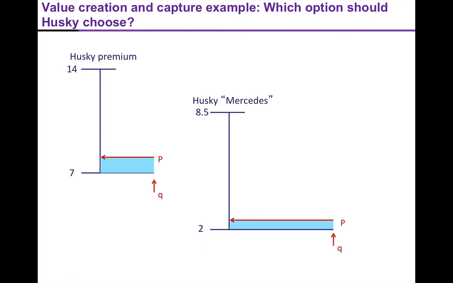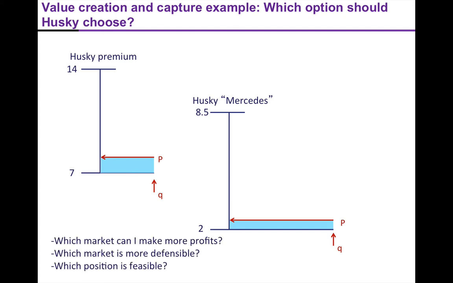So ultimately, one dimension of how I choose between these two positions is which blue area is greater for me. Okay, is this blue greater or is this blue greater? Because that's what I fundamentally care about. So that is the first consideration. Which market can I make more profits, aka have a greater blue rectangle? Now there's two other considerations that we have to think about that are more qualitative or more judgment oriented.